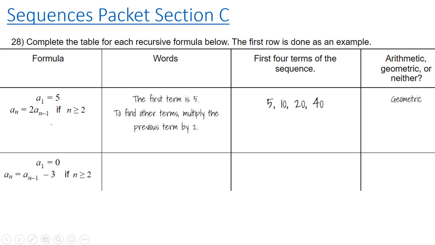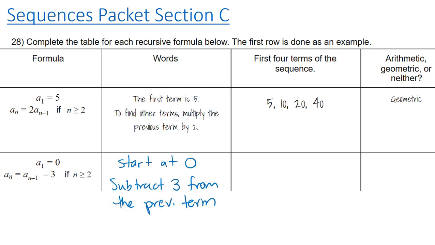Okay, let's look at some formulas, write out what it means in words, and figure out what kind of sequence we have. So this says start at 0, then to find the current term, take the previous term, and subtract 3 from it. So let's see what that looks like. 0, -3, -6, -9.